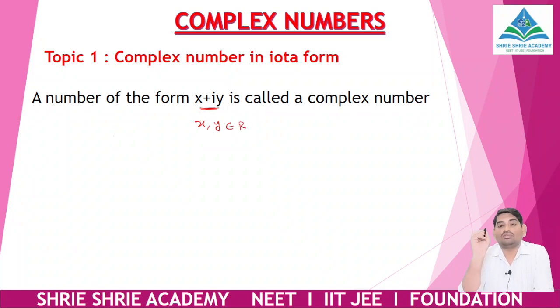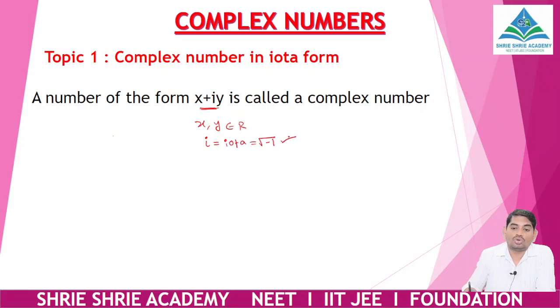What is the meaning of R? Real numbers, where x and y are real numbers, and i is called iota, and its value is root of minus 1. Generally complex numbers are denoted by z. So z is equal to x plus iy.